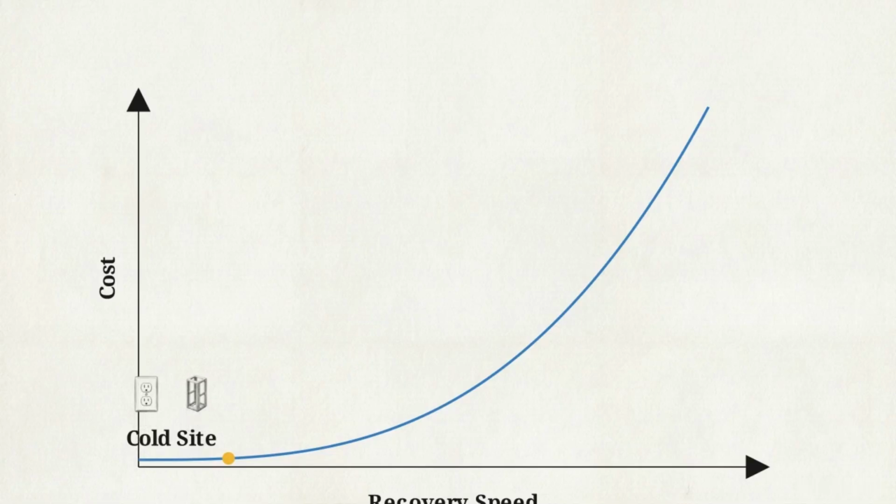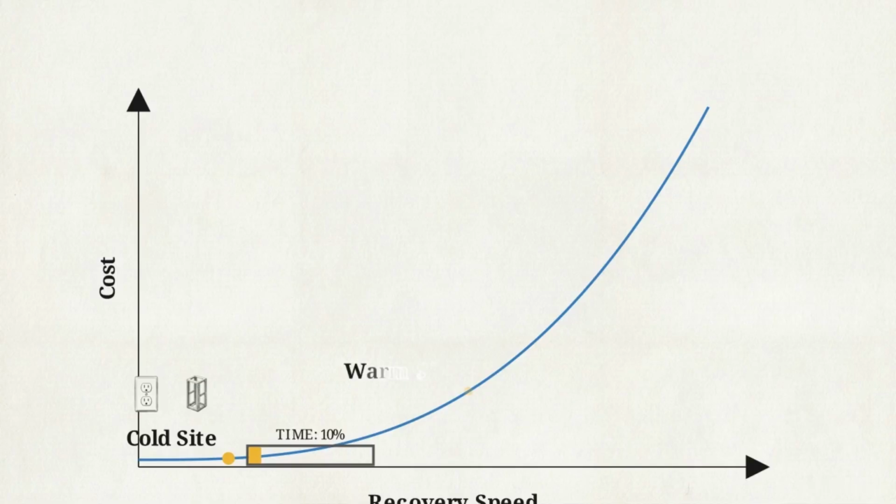Down in the bottom left is a cold site. This is a facility that provides basic physical space, power, and network connectivity, but contains no active hardware. Because it's essentially an empty room, a cold site is the cheapest option available. The trade-off is time. You must purchase, ship, and configure all new hardware, resulting in the longest possible downtime.